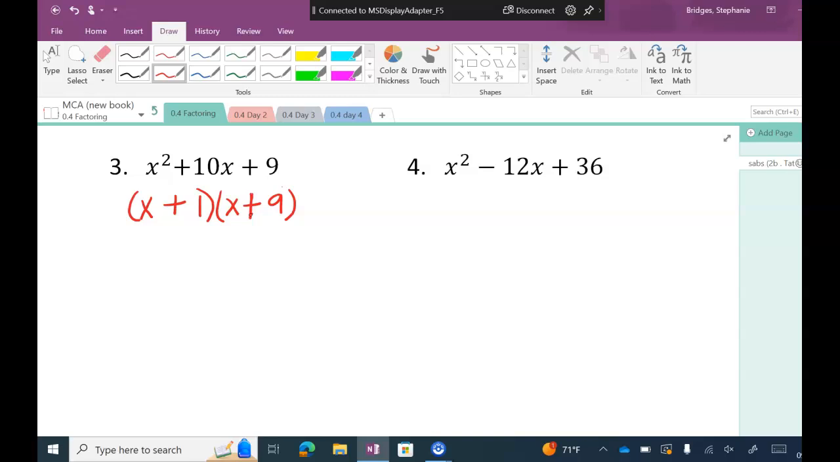And then of course you would try to make sure that you are completely factored, but again, I have a binomial and a binomial. We haven't talked about factoring binomials yet. So at this point, these are not going to be able to continue to factor. So my answer is going to be left just like that.